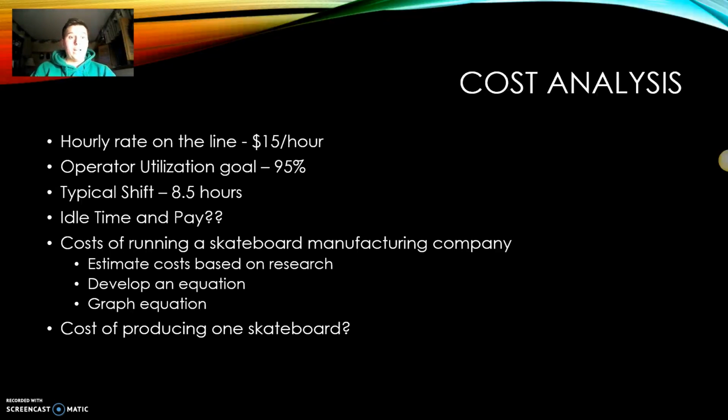A typical shift for a line worker, they say, is 8.5 hours. And we want to know, well, the company wants to know, what are they paying their employees for their idle time? So if they want them to be at 95% utilization, how much are they paying them for that 5% time that they're idle? It would be good to show the difference between their base case and what they're paying their employees for their idle time, and then show them the difference to when they get to your improved method.